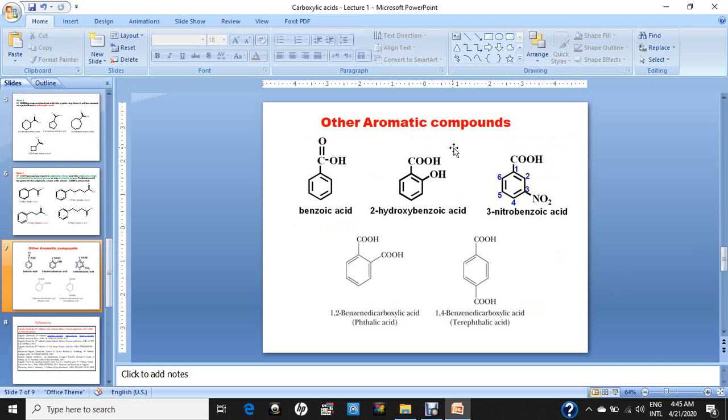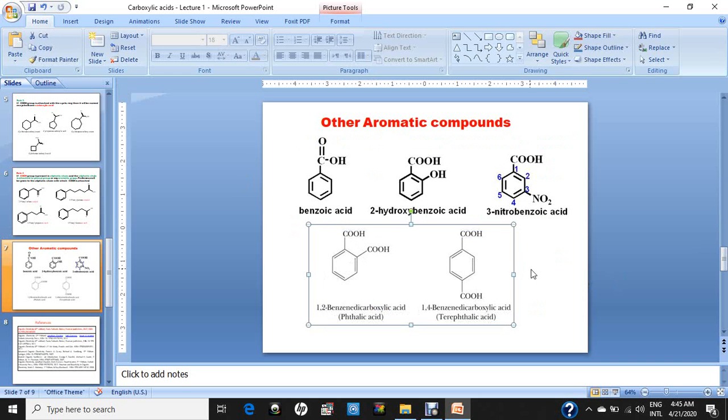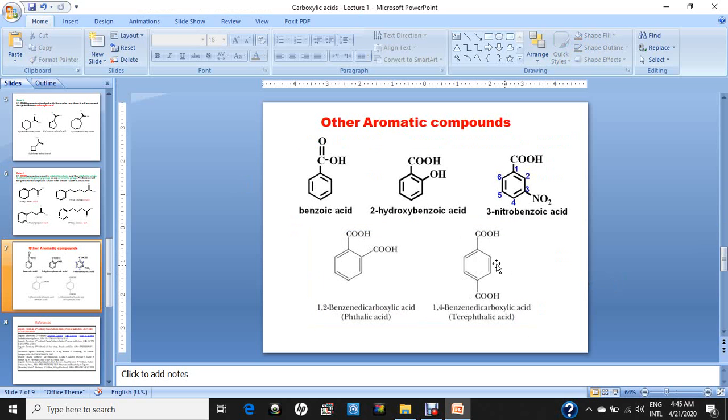Now for other aromatic compounds, there are millions of carboxylic acids. If we have benzene with COOH, it is named benzoic acid. If it is 2-hydroxybenzoic acid, the carbon attached to the COOH always gets number 1. So 1, 2: the OH group is at carbon number 2, 2-hydroxybenzoic acid. If it is at 3, it becomes 3-hydroxybenzoic acid. If it is at 4, it becomes 4-hydroxybenzoic acid. Here at carbon number 3 is nitro: 3-nitrobenzoic acid.